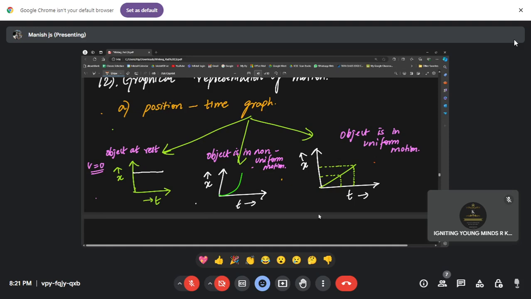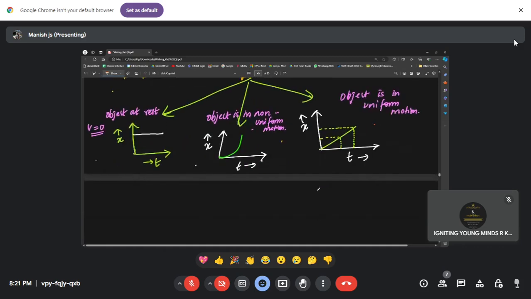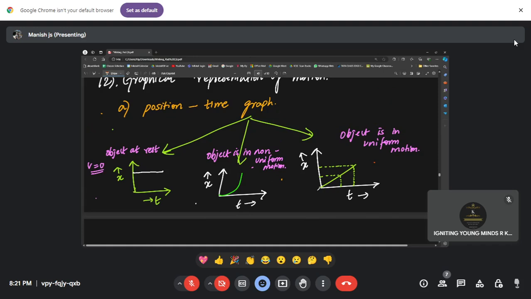So that is basically the definition of what uniform and non-uniform motion is all about. These are the three different types of position time graph that you will have to understand. We have now dealt with position time graphs, and we have seen different categories of position time graphs.